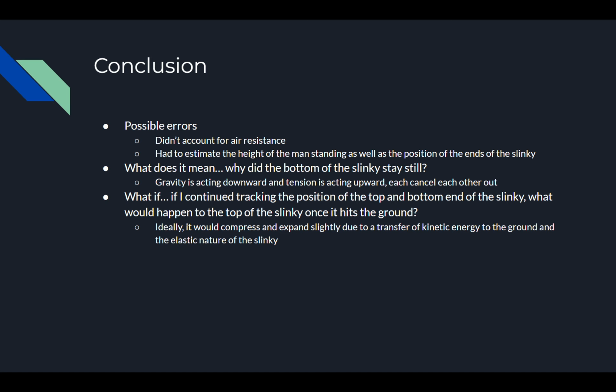For my what does it mean question, I asked why did the bottom of the slinky stay still? And I said that while gravity acted downward on the top and bottom of the slinky, there was tension acting upward only on the bottom of the slinky, not on the top. So that would mean that the bottom of the slinky would have gravity and tension acting on it, and they would cancel out, making it appear as if the bottom end of the slinky would be at rest.